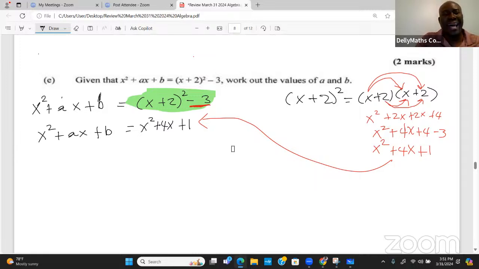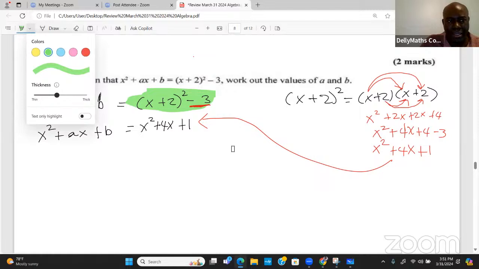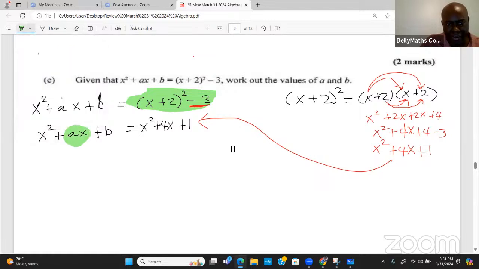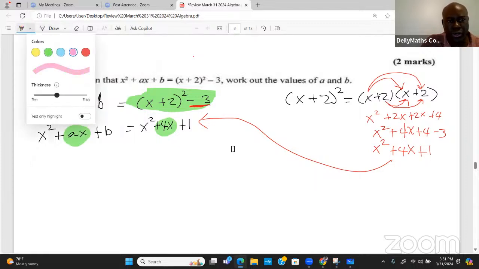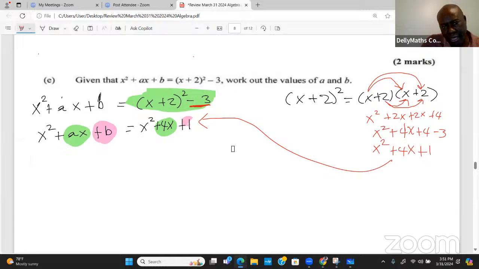Now you're going to take a look at the two sides, right? And you're going to equate what we call equating coefficients. So you could see that we're looking for a and b. So I'm going to highlight the common things that we're looking at. Look at this here and take a look at this. Let me change the marker for this as well. And take a look at this and take a look at that. So my color coding there would have helped us to see what's going on.